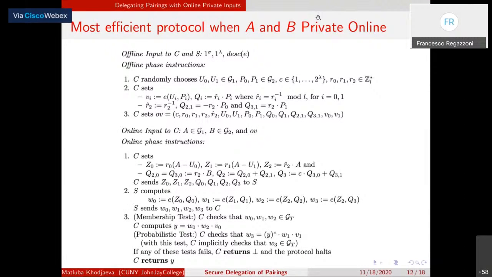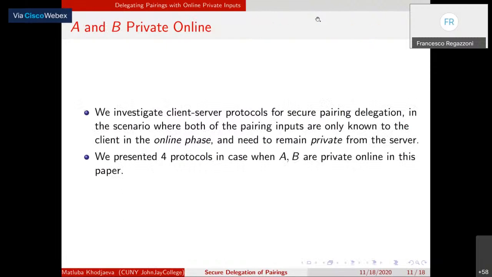Do we have any questions for Matluba? I see one question in the chat. I'll begin with this one. What are the assumptions made for the scenario where A and B are both private?